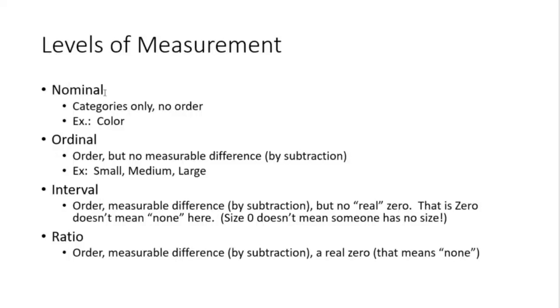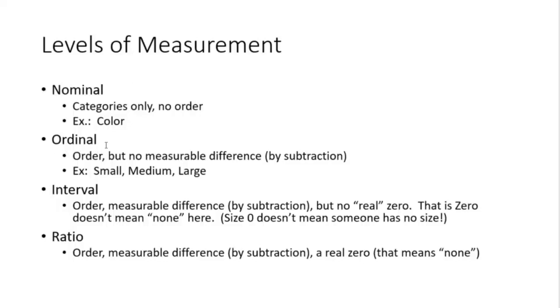So first of all, on the nominal level, there's no order. It's just categories, no order. Nothing is better or more than something else. So color is my example there. Blue is not more than red, and it's not better than red. It's just two different colors. They're just different. So if you're just saying they are different and putting them to distinguish between them, then it's nominal.